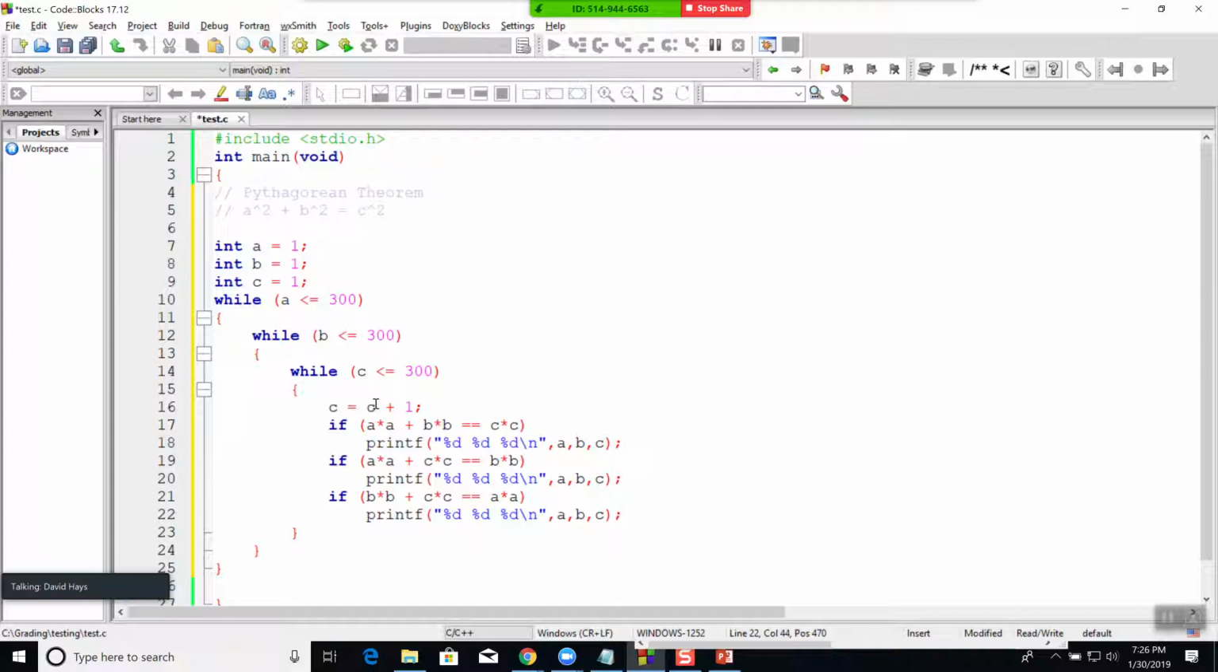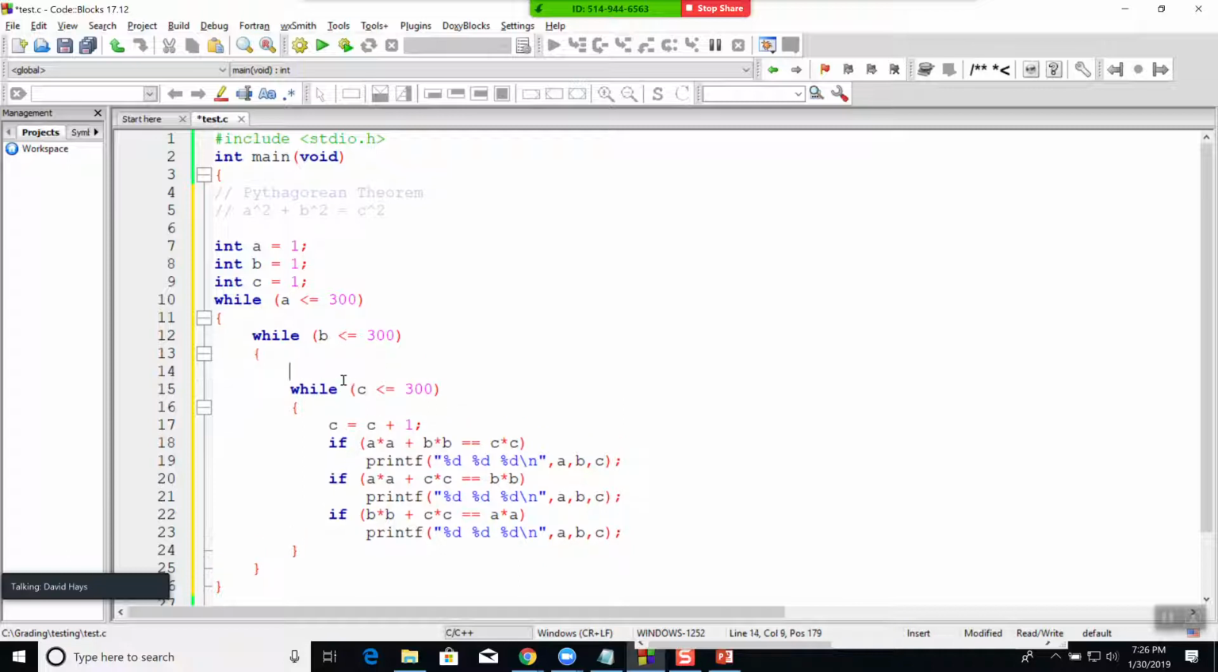Okay, so this is increasing C. Here I want to increase B. Or do I? Let me think. Yeah. B is equal to B. This is a lot easier, the for loop. When I get down here, I want to set C equal to 1.